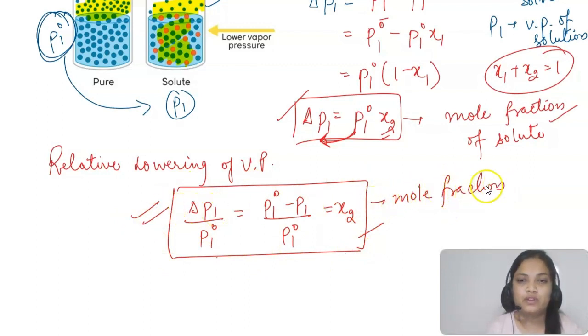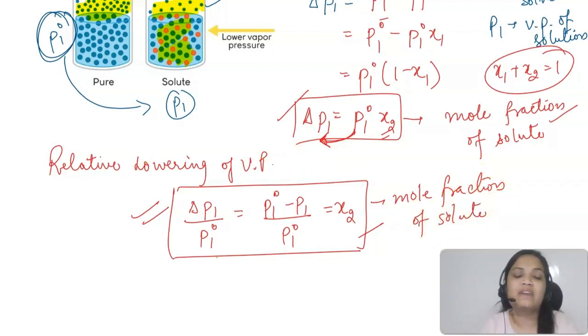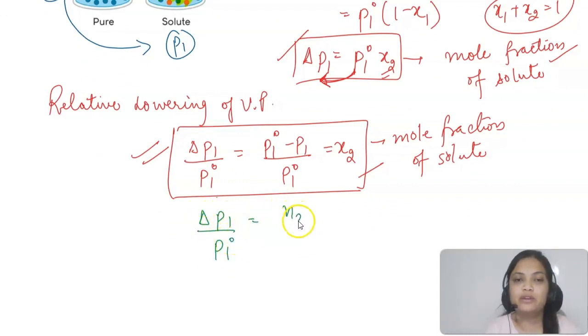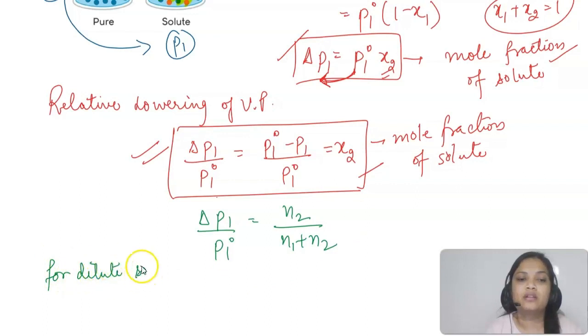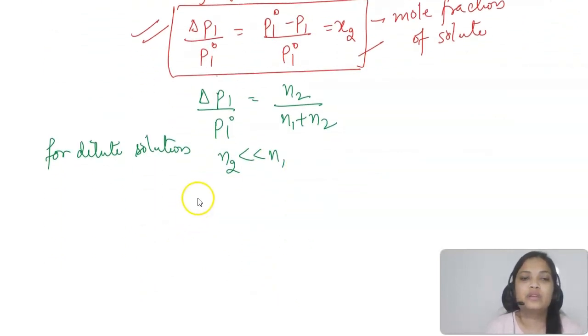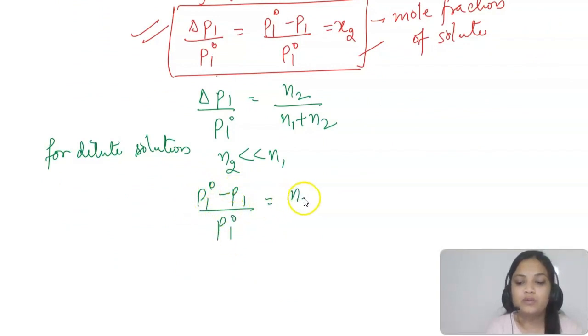Okay. Now if I am having a dilute solution, you know, students, you can write this x2 in the form of number of moles as well. So that is equal to N2 divided by N1 plus N2. For a dilute solution, the number of moles of solute would be very much less than the number of moles of solvent. So यहाँ से we can neglect N2 in the denominator. So it will be P1 naught minus P1 upon P1 naught is equal to N2 upon N1.